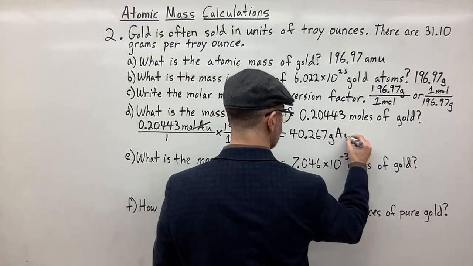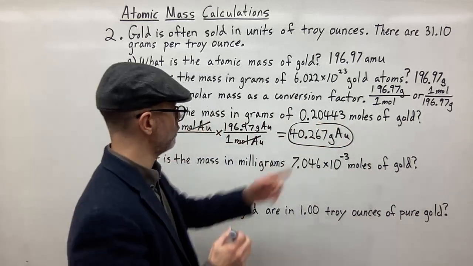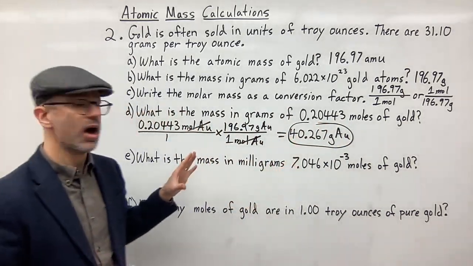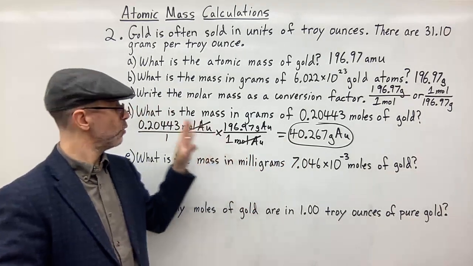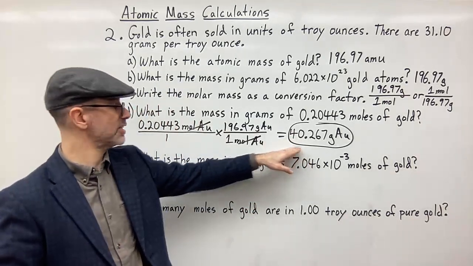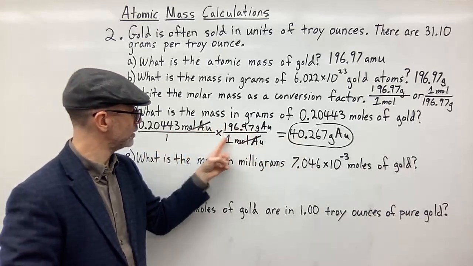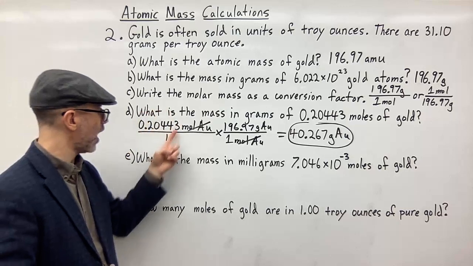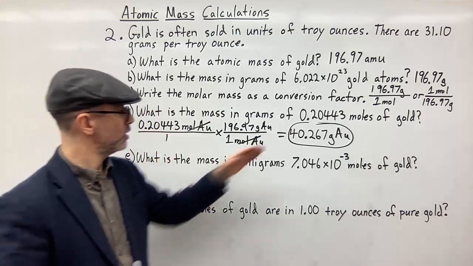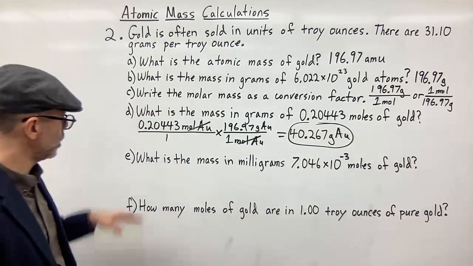grams of gold. And as you can see, I have 5 sig figs here. Remember, the rule for sig figs is that when you're multiplying and dividing, your answer should have the same number of sig figs as the least number of sig figs in your measurements. This has 5 sig figs, this has 5, so the least number is 5. So I should have 5 sig figs. Okay, let's go to the next one.